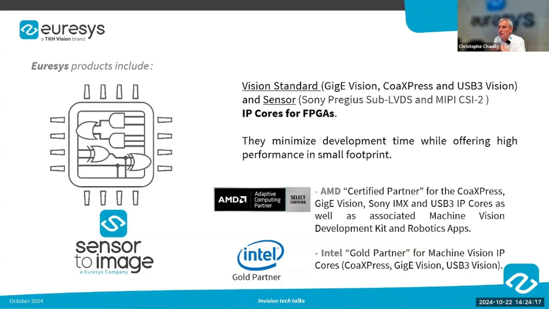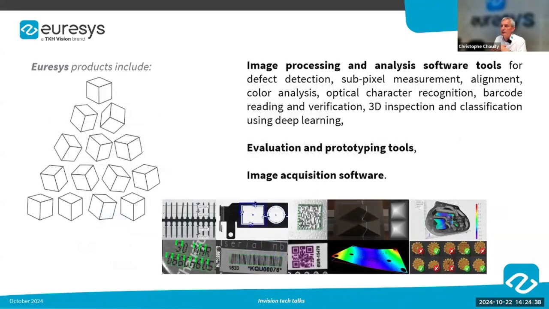So it's CoaXPress or Camera Link or other non-standard image acquisition boards. Euresys also sells IP cores for FPGAs. So these IP cores implement different vision standards and also implement interfaces with sensors like the Sony range of CCD sensors. But today I will talk about vision software, so libraries, SDK.